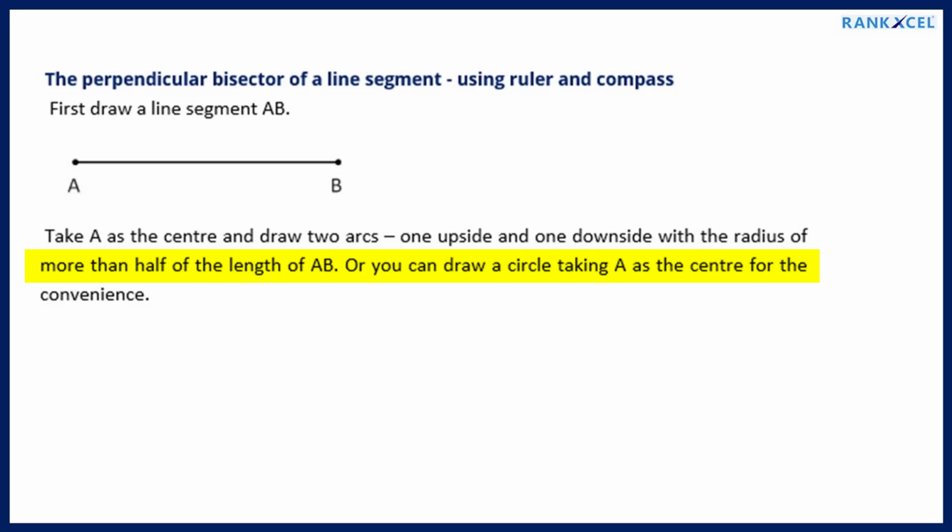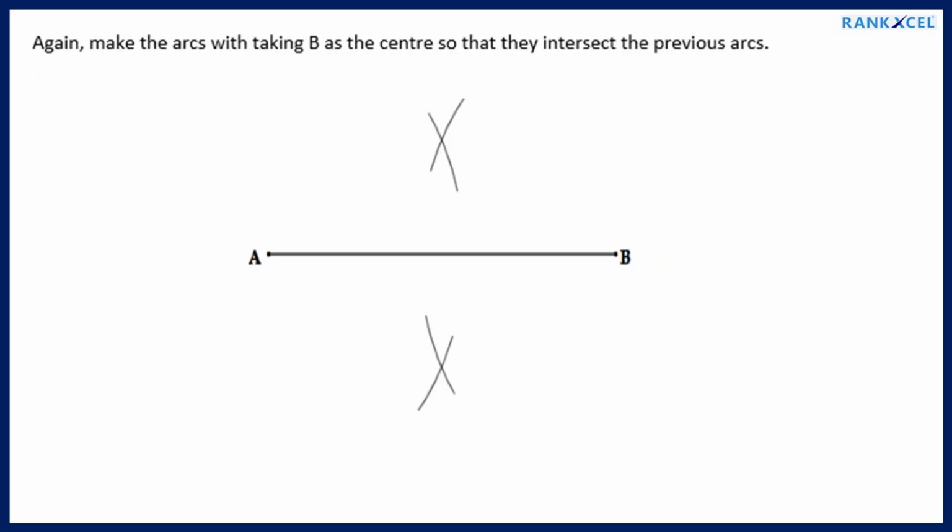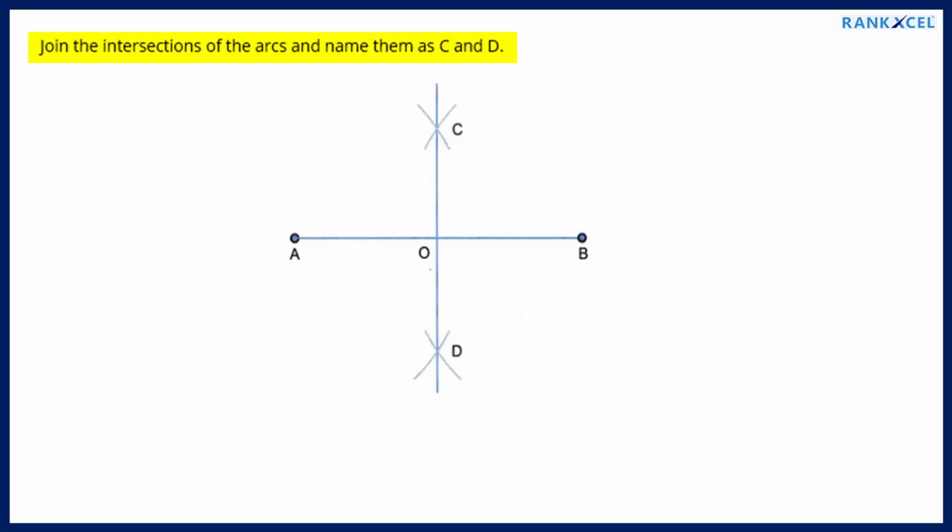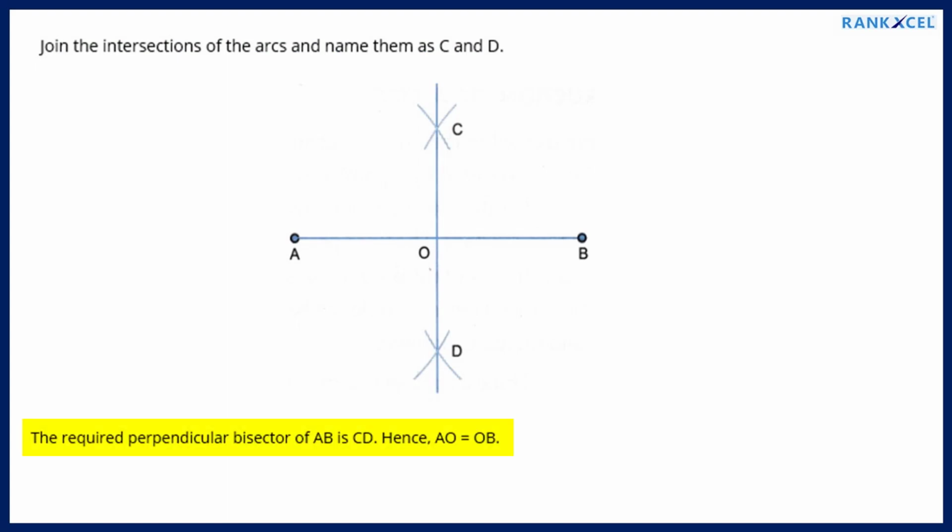Or you can draw a circle taking A as the center for convenience. Again, make arcs taking B as the center so that they intersect the previous arcs. Join the intersections of the arcs and name them C and D. The required perpendicular bisector of AB is CD, hence AO equals OB.